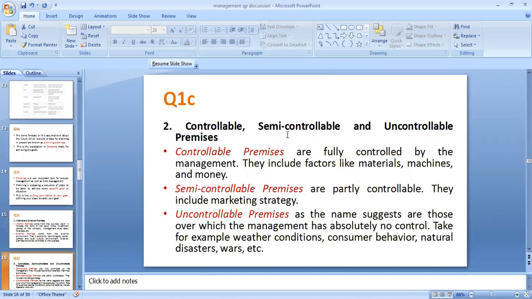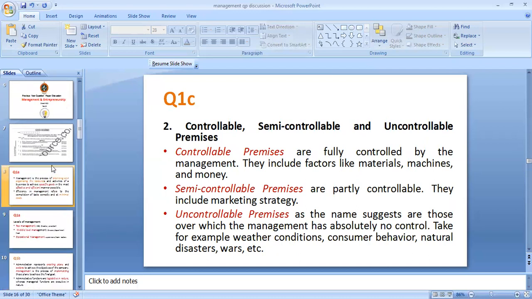Another category is controllable, semi-controllable, and uncontrollable premises. Controllable premises are fully controlled by the management, whereas semi-controllable premises are partially controlled by the management. It depends on the marketing criteria or marketing strategy. The third one, uncontrollable premises, is totally out of control, like external weather conditions, epidemic, pandemic, war, disaster. It is not in our control.